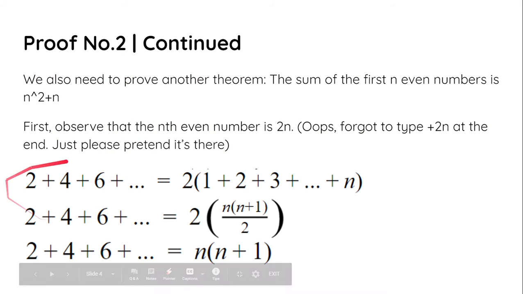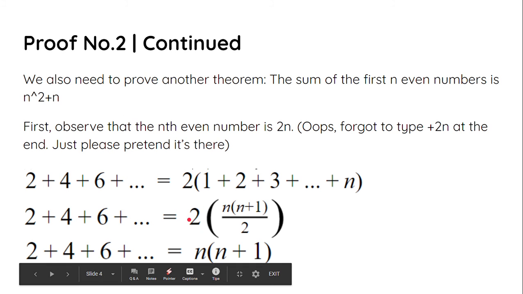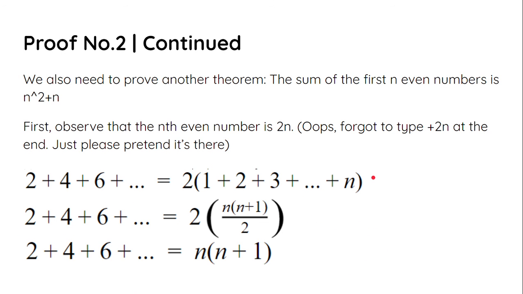So let's continue on. We can multiply a 2 on. Let's just distribute this 2. These two cancel out, and we just have this nice expression here. 2 plus 4 plus 6 is equal to n times n plus 1, and that's after distributing the n is n squared plus n.